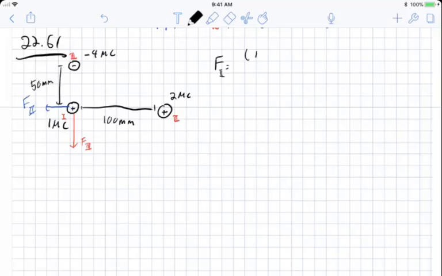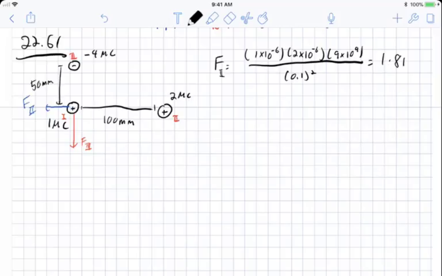So that's 1 times 10 to the minus 6 coulombs times 2 times 10 to the minus 6 coulombs times k, all divided by the distance between them. That's 0.1 all squared. So 1e minus 6 times 2e minus 6 times 9e9 divided by 0.1 times 0.1. So this is 1.8 newtons.